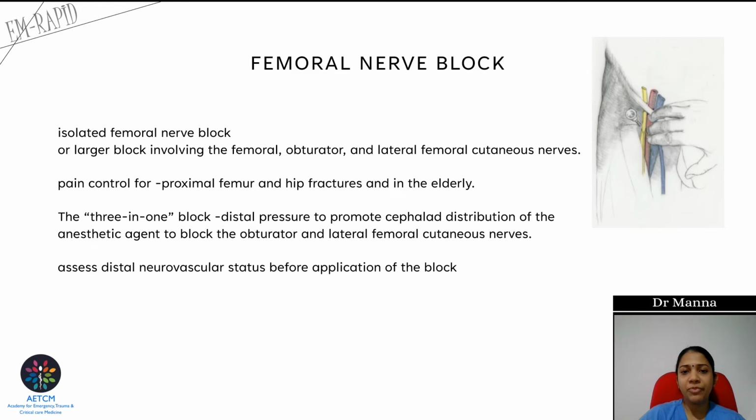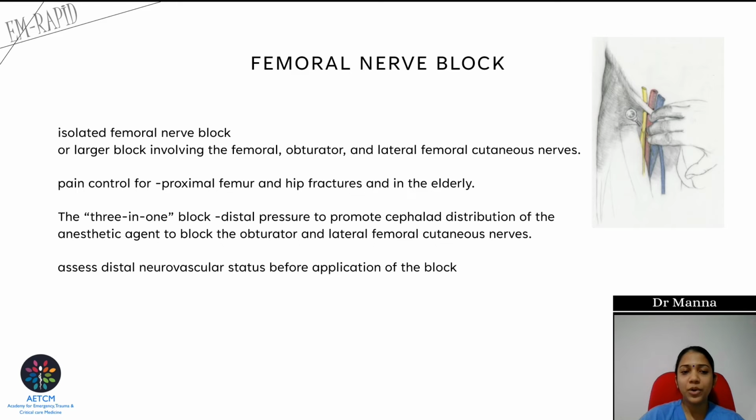This femoral nerve block is used for proximal femur fractures and hip fractures in the elderly. As I told, it is a 3-in-1 block. If we want the obturator and the lateral cutaneous nerve also to be anesthetized, after giving the local anesthetic injection, we can give a distal pressure so that the local anesthetic will proceed somewhat in the cephalad direction, so that the obturator nerve and the lateral cutaneous nerve will also get anesthetized.